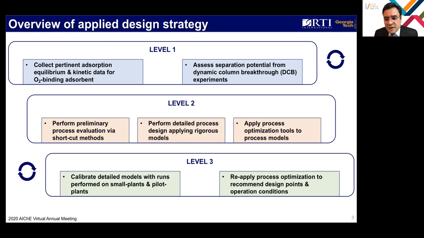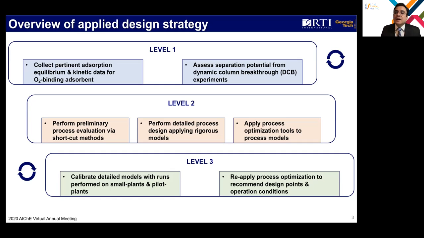And the second one, which I've written to the right, we can reapply process optimization and then fine tune the optimization model as well, so that we can recommend design points and operating conditions. This is what nowadays the community is calling digital twin. So basically, we can generate a digital twin.